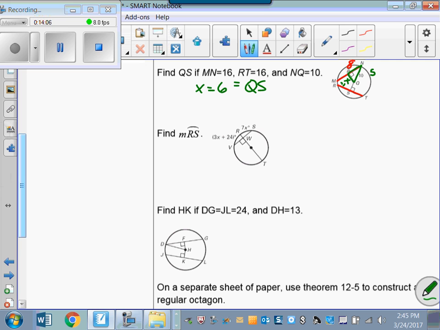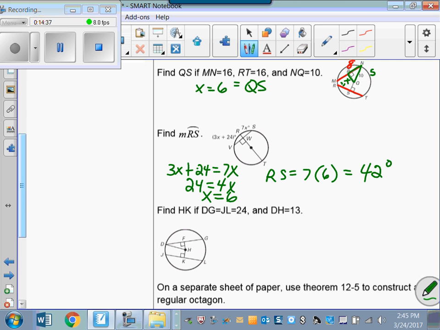Okay, find the measure of arc RS. Well, same situation here, right? We've got a diameter intersecting a chord, so I know that it's perpendicular to the chord. I know it bisects the chord. I know it bisects the arc. Therefore, 3x plus 24 equals 7x. So 24 equals 4x, so x is 6. But what am I looking for? I'm looking for RS. So RS is 7 times 6, which is 42 degrees. Don't forget your arcs are measured in degrees.